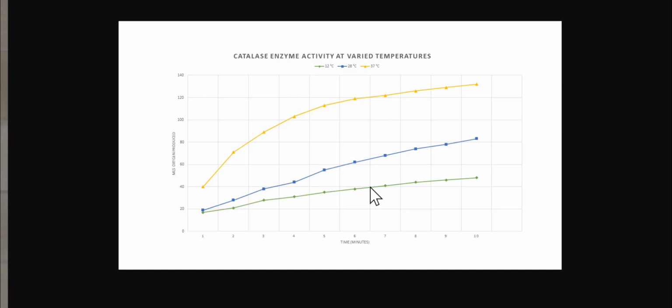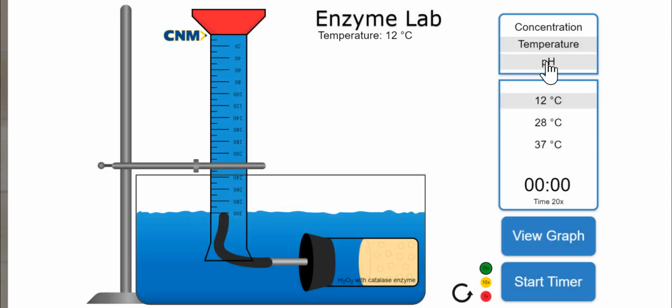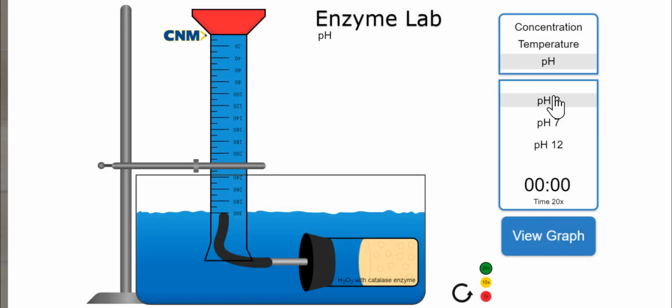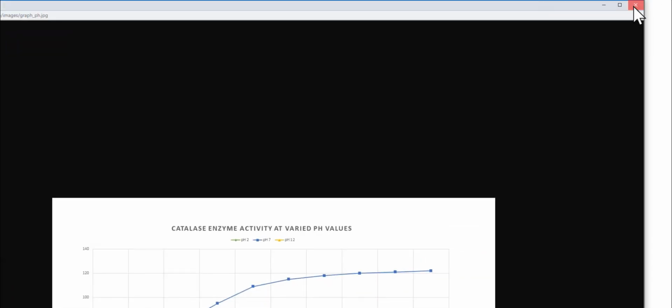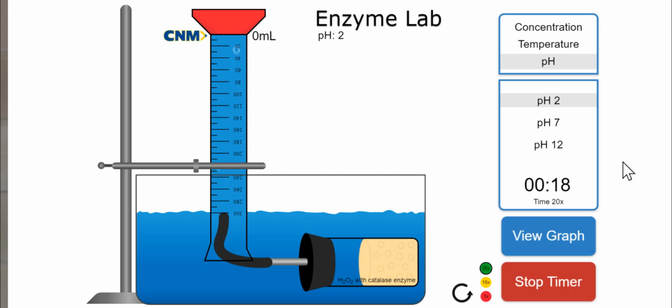Again, let me move that up a little bit. There we go. You can see at the lower ones, you don't get as much activity. Let's compare that to pH. We'll pick something like pH 2. Oops, I didn't want to go quite to view graph yet. We're going to start timer. With this one, you don't see a huge displacement. I know it looks like there's a lot of bubbles here being made because it's being sped up, but actually if we slow it down, it's quite a slow reaction. So don't worry about the number of bubbles so much as looking at that displacement.